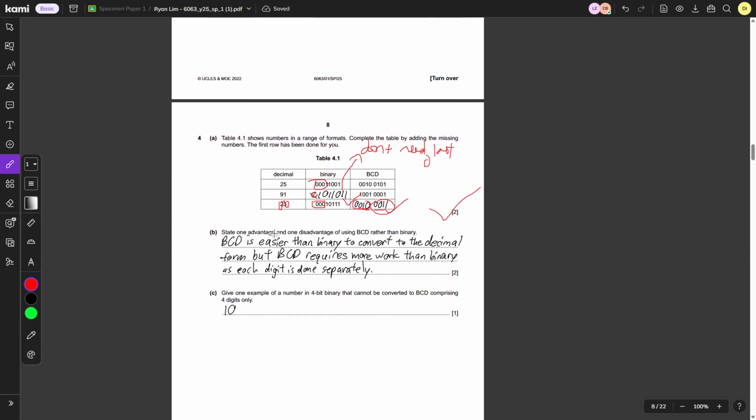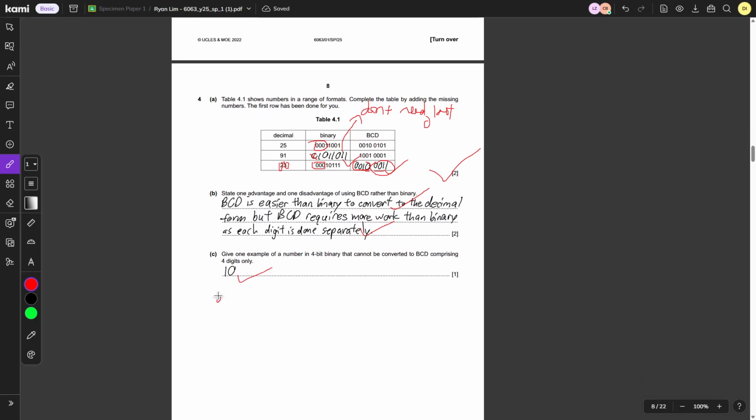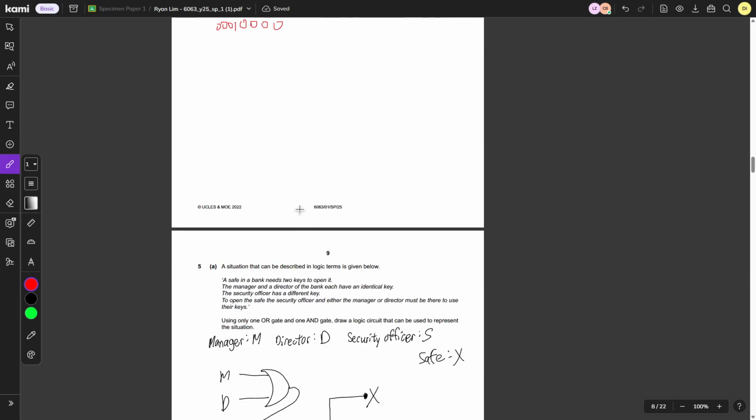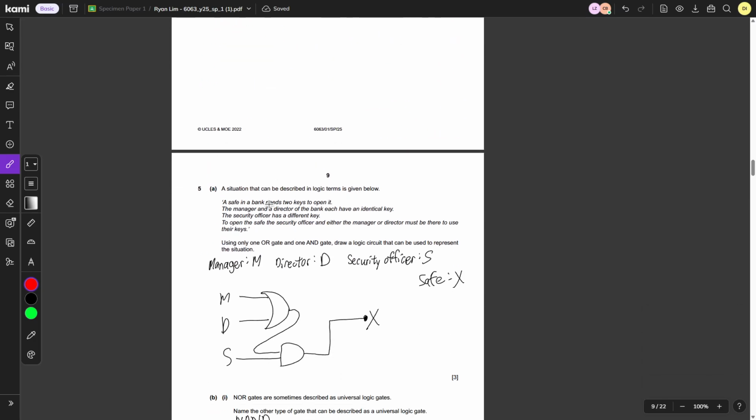Give one advantage and one disadvantage of using BCD rather than binary. Easier than binary to convert, that's true. BCD requires more work. Okay, I'll accept that. Give one example of a number in 4-bit binary that cannot be converted to BCD comprising 4 digits. Yeah, this is correct. Because in BCD, this would be 0001 and then 0000, which is 8-bit binary. So he's correct.